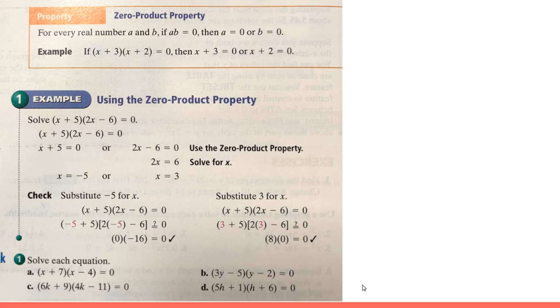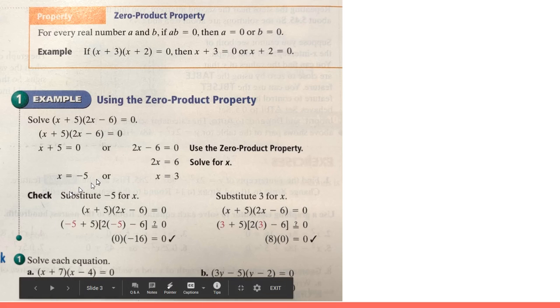All right. So example 1, using the zero product property, solve, and they've given us the two binomials for us. Solve x plus 5, the quantity, times the quantity 2x minus 6 equals 0. Solve that quadratic equation. So the way to do that is you take both of those factors and set each of them equal to 0, and then solve for the x that would make that factor equal 0.